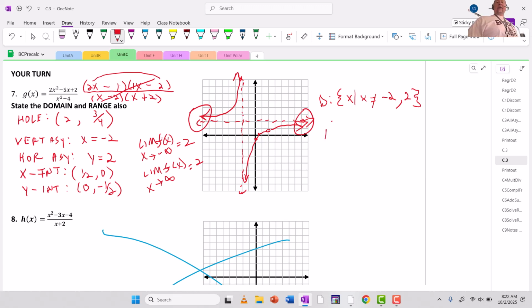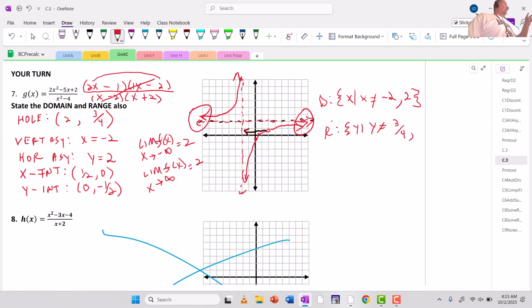All right, and then the range. The range is pretty easy on this one. We do have a hole though. So this range value is interrupted because it's not covered by any other part of the graph. So I don't have that range value and I don't have this range value. All right, y such that y cannot equal, well, let's look at the y coordinate of the hole, which is 3/4, and then the y coordinate of the asymptote.